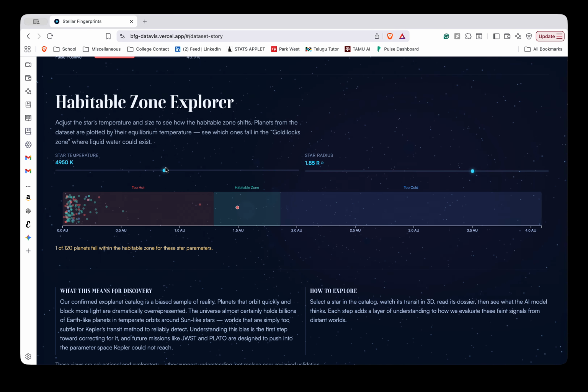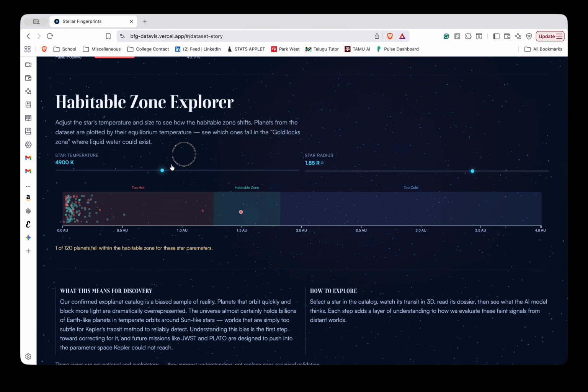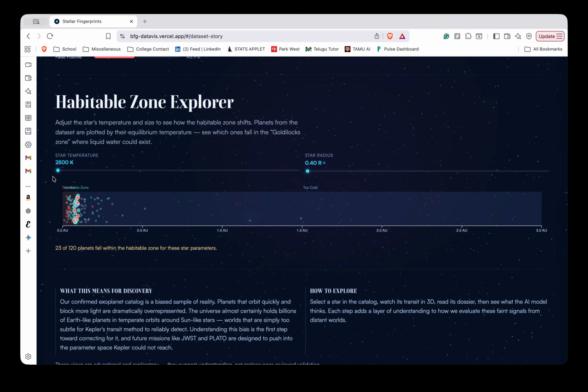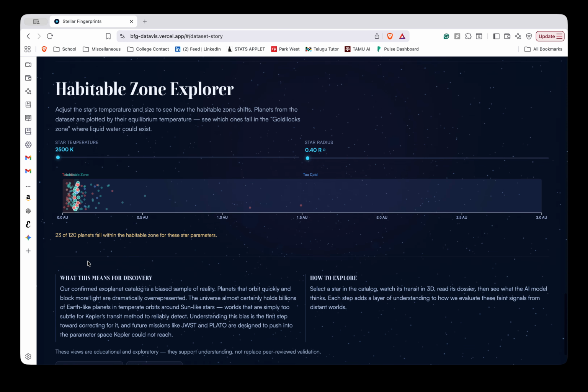And then finally, habitable zones. We can see here that we have one that's actually habitable, where we can stay, and we can mess around with the temperatures, the star radius, stuff like that, to find out how many of these stars we could stay in if they were in that specific temperature.